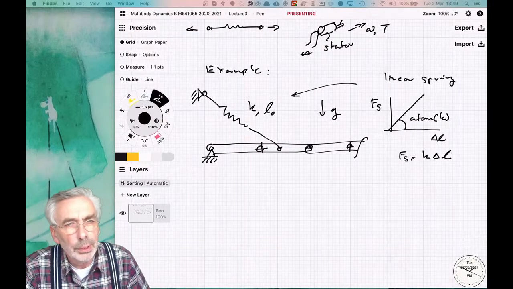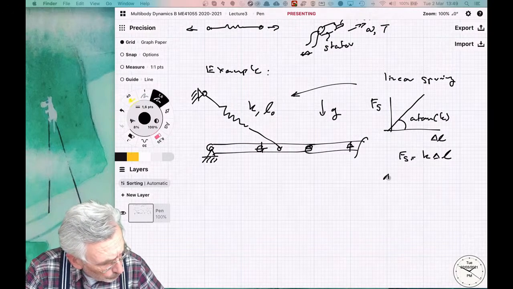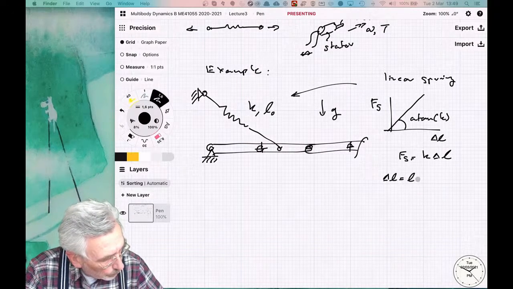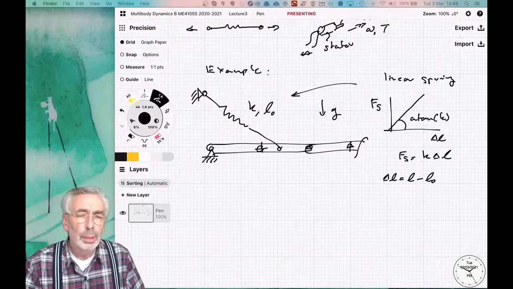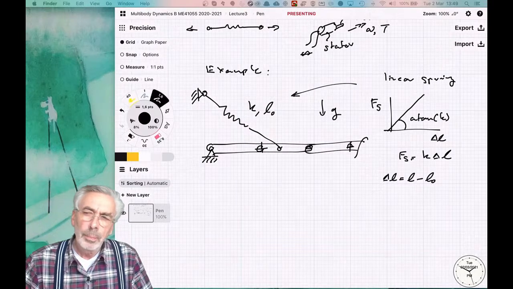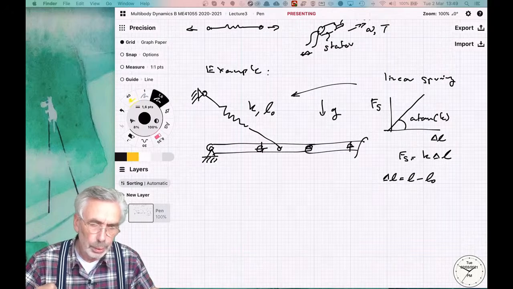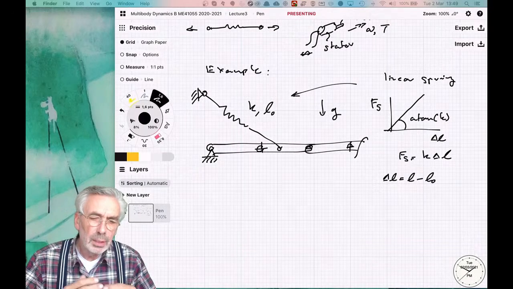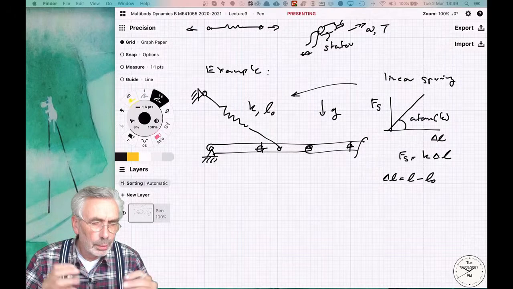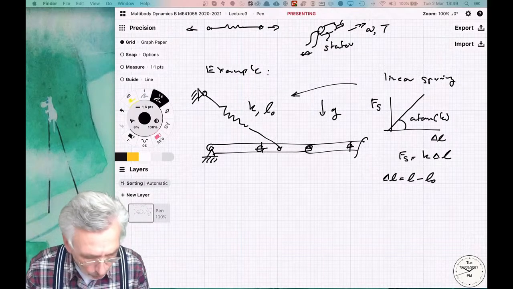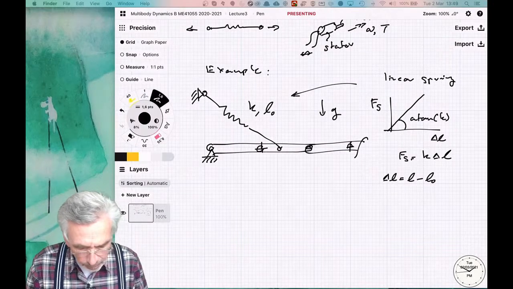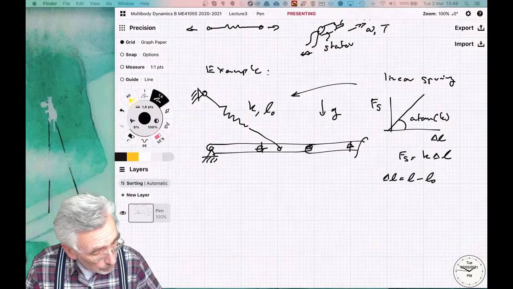And how is the elongation defined? Well, the elongation of a spring is the actual length minus the rest length. With rest length, we mean the unstretched length. So when there's no force applied to it, it's the initial length. Sometimes you can have a pre-stress at the rest length, but I'm not going to talk about it. That's far too complex.